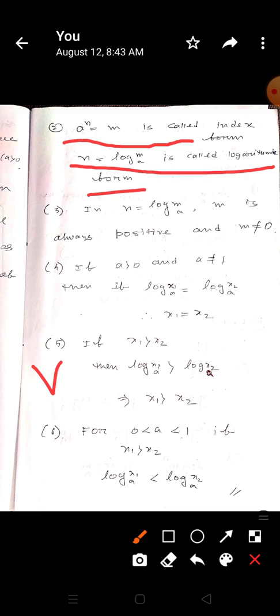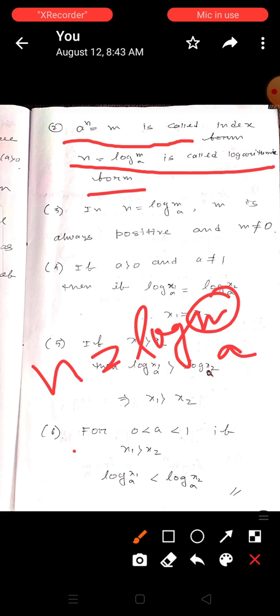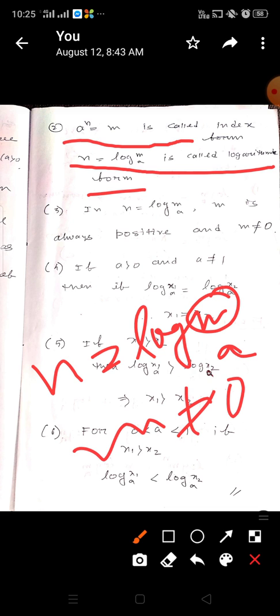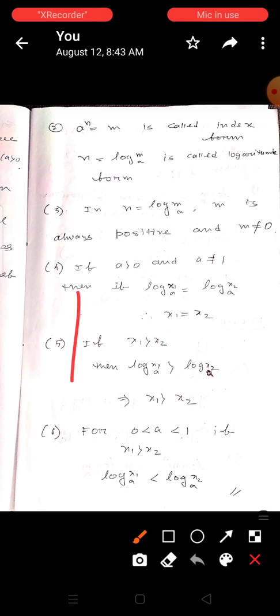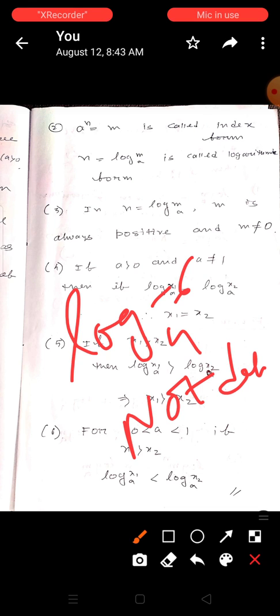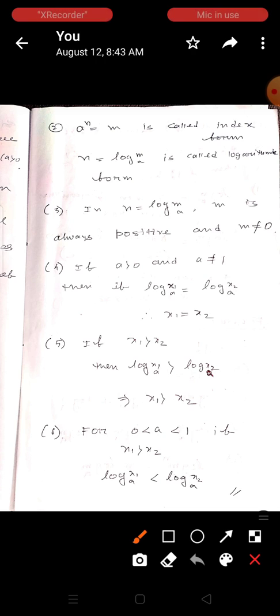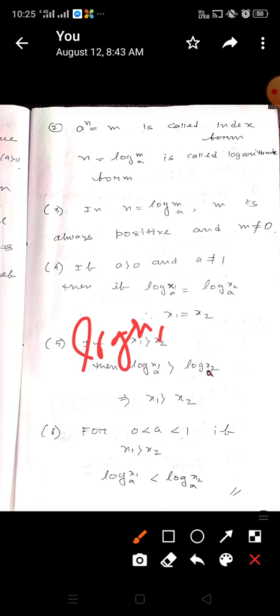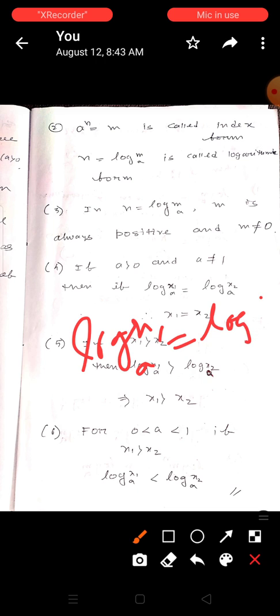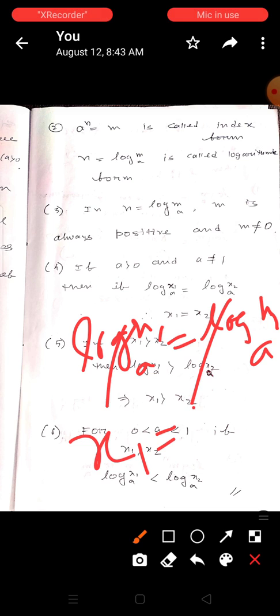In n equal to log of m to the base a, m is always positive. m cannot be 0 and m cannot be negative. Log of minus 6 or log of 0 are not defined. So m in a logarithm is always positive. Now if a is greater than 0 and a not equal to 1, suppose log of x1 to the base a equal to log of x2 to the base a, then the logs cancel and we can write x1 equal to x2.